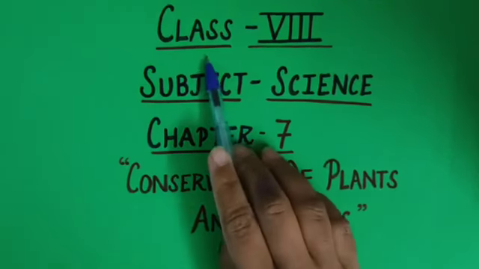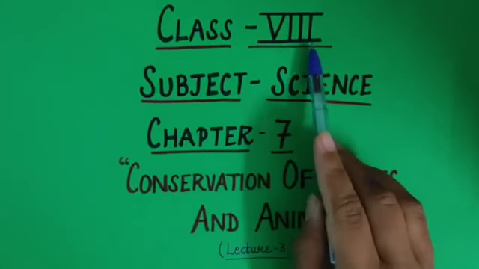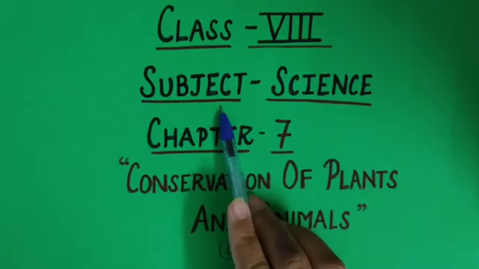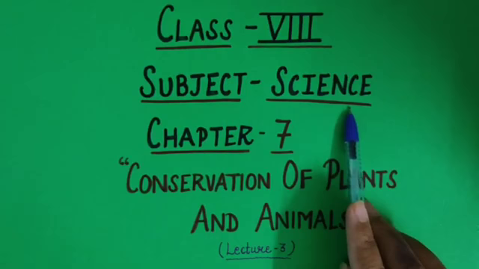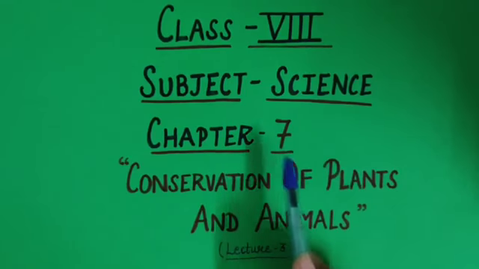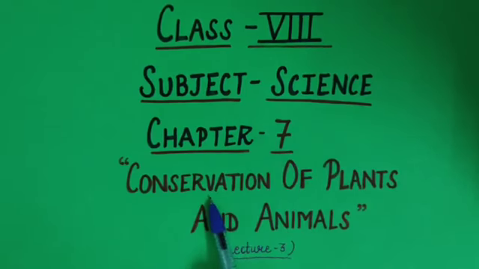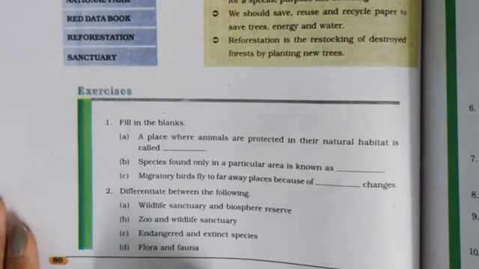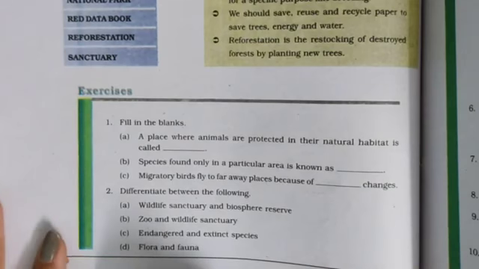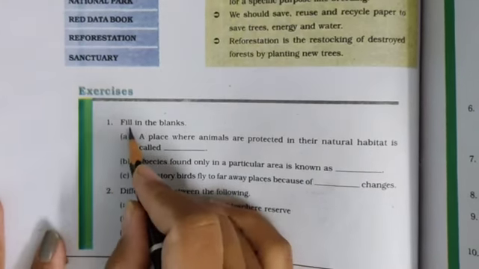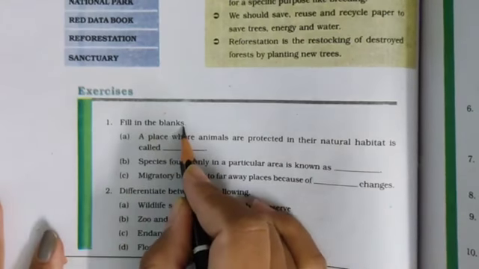This is a video for the students of class 8th, subject science. We were studying chapter number 7, that is conservation of plants and animals. This is your lecture number 3. Students, in this lecture we will discuss all the NCERT questions. So question number 1 is fill in the blanks.